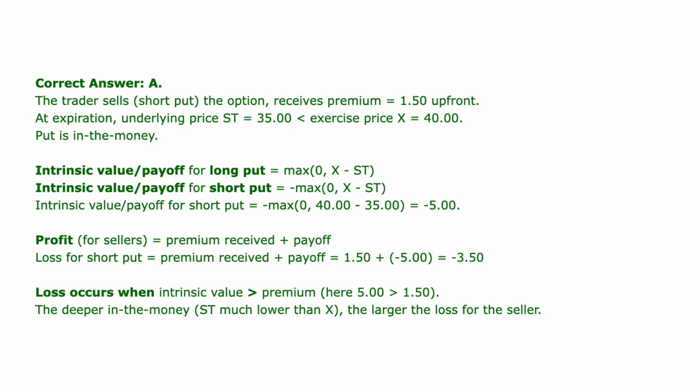You must distinguish between the payoff, which is solely the terminal value of the option, the negative intrinsic value for a seller, and the profit, which is the payoff plus the premium received. For a short put, a net loss occurs specifically when the intrinsic value of the option is greater than the premium collected upfront. While the seller's profit is capped at the premium received, they face significant downside risk because they are obligated to purchase the asset at the strike price, X, even when its market value, ST, has dropped significantly.